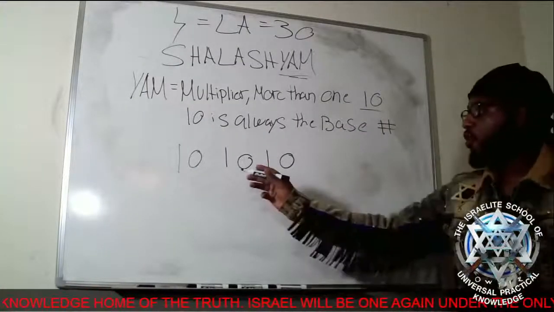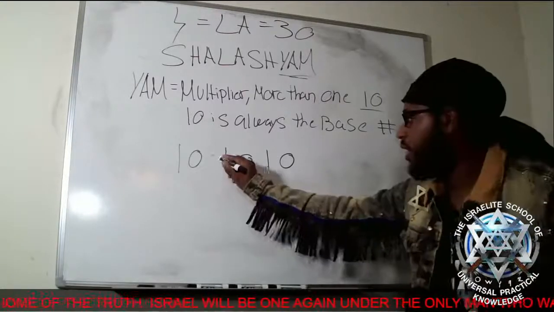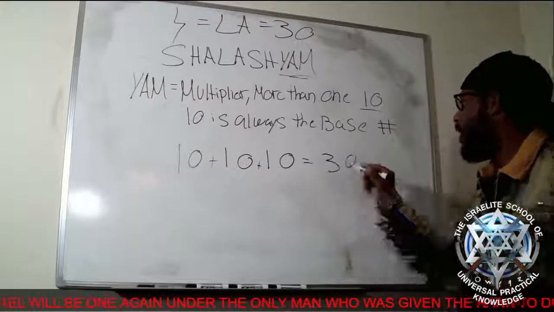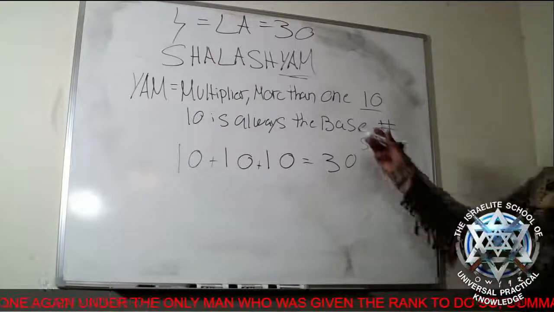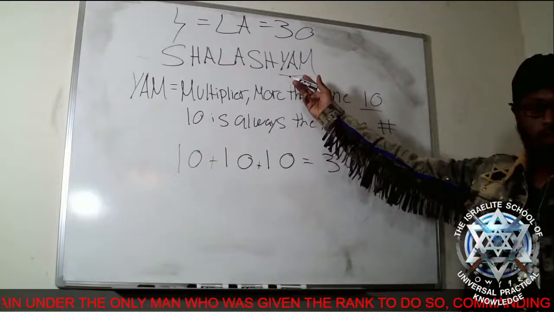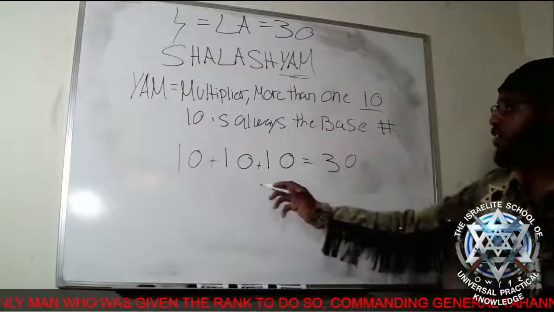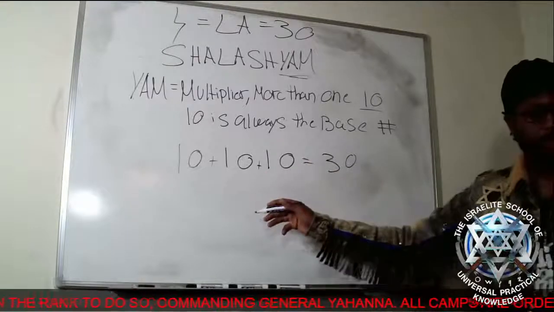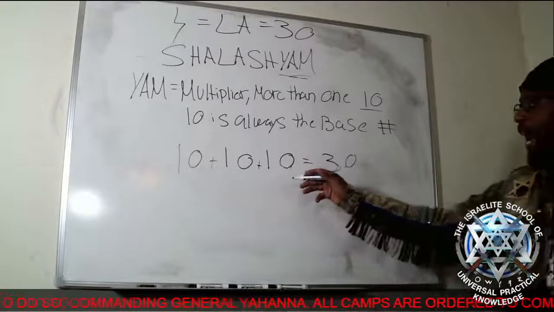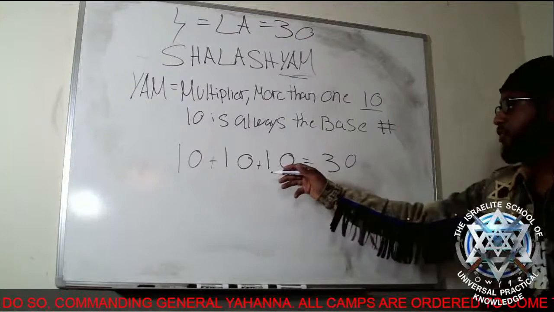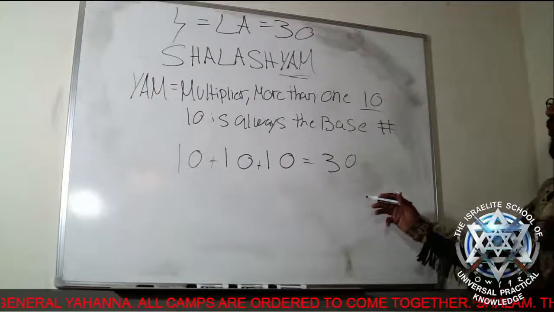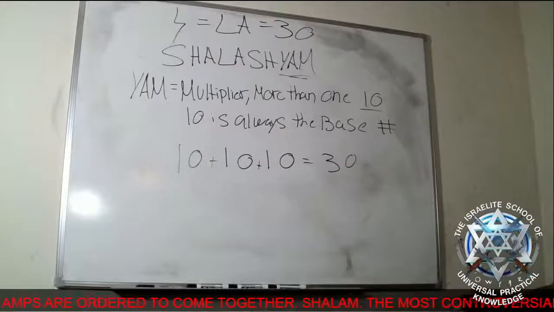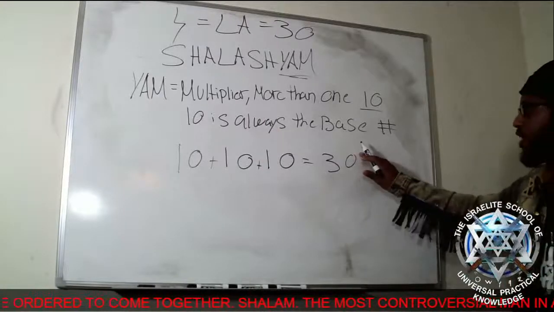Those 3 10s, if you add them together, get you 30. So shalashim, that yum is letting you know that there's 1, 2, 3, there's 3 10s. If you add the 3 10s together, you get the number 30. Well, yum is also a multiplier. How is yum also a multiplier? Guess what's also equal to 30?